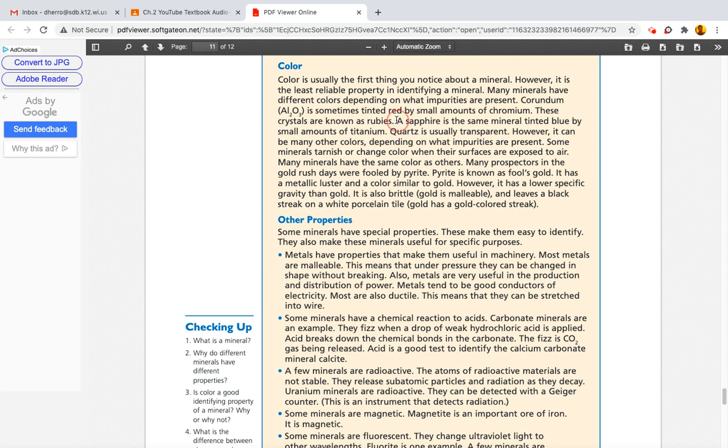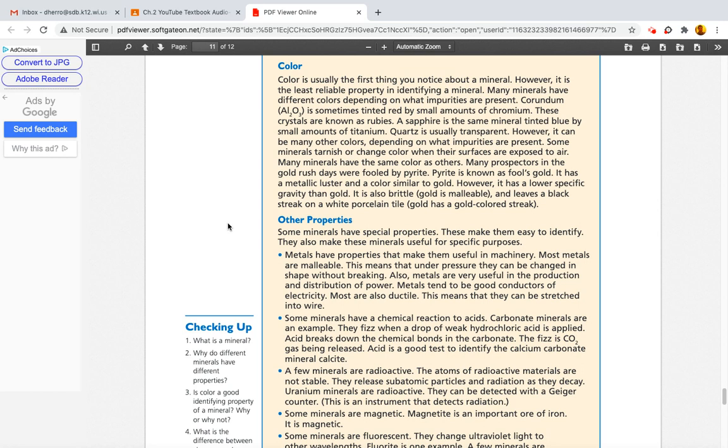Okay. A sapphire is the same mineral tinted blue by small amounts of titanium. Quartz is usually transparent. However, it can be many other colors depending on what impurities are present. Some minerals tarnish or change color when their surfaces are exposed to air. Many minerals have the same color as others.